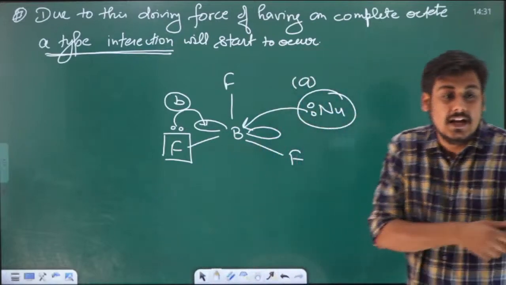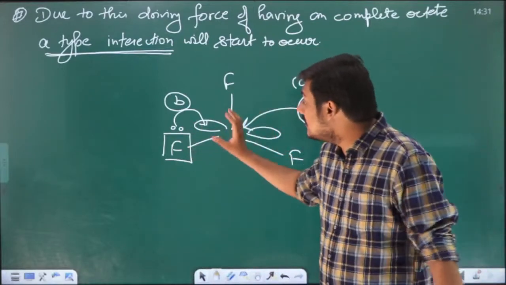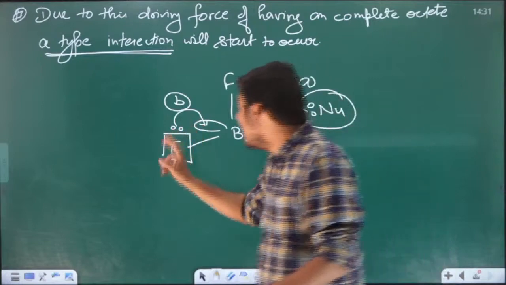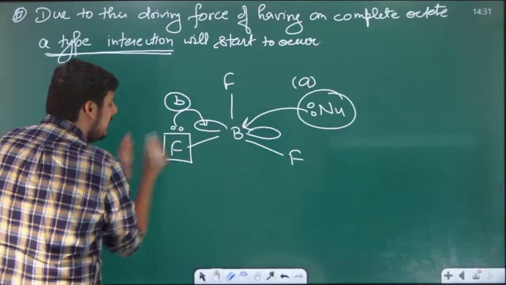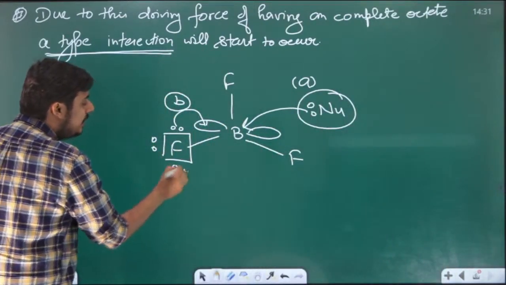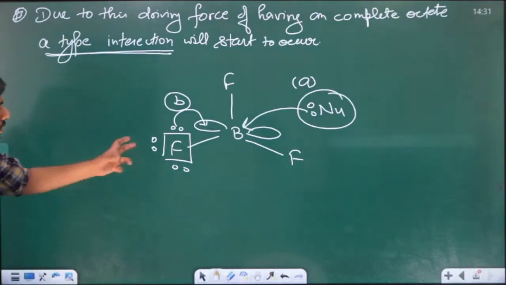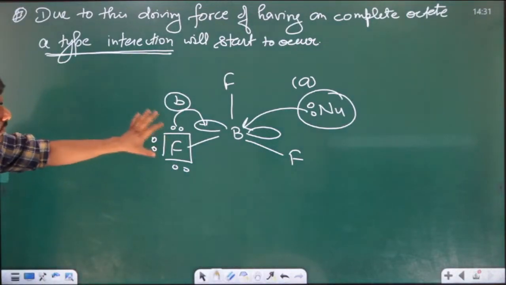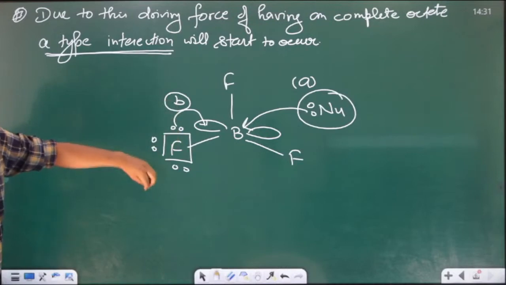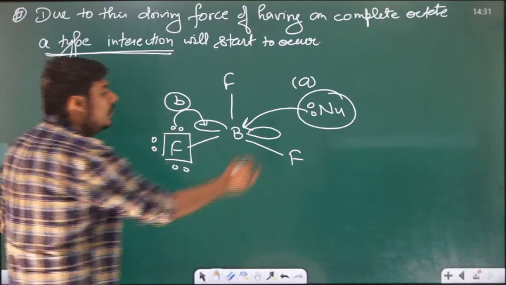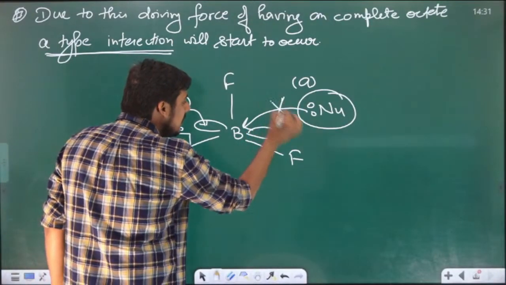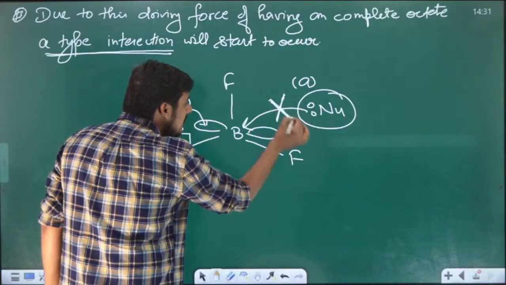What boron does is that it has a donor, a species which has electrons beside it. Just beside it there is fluorine, which has 3 lone pairs of electrons. So boron will ask fluorine whether you are capable of giving me electrons or not. If you are capable, I will not interact with some outsider.